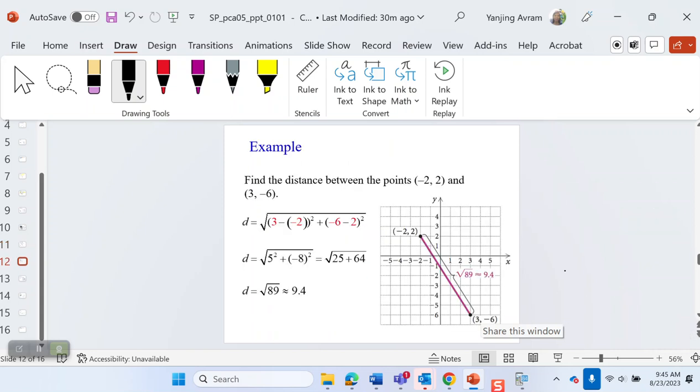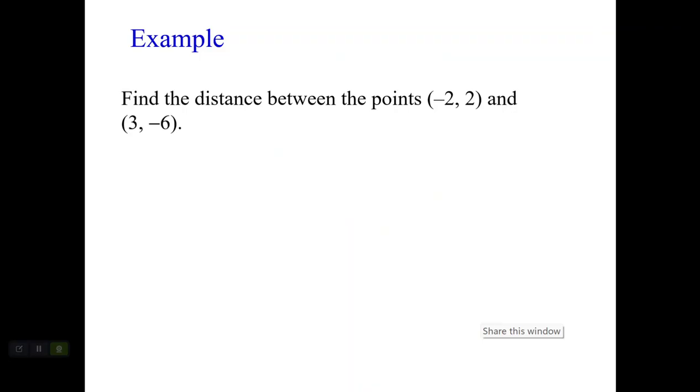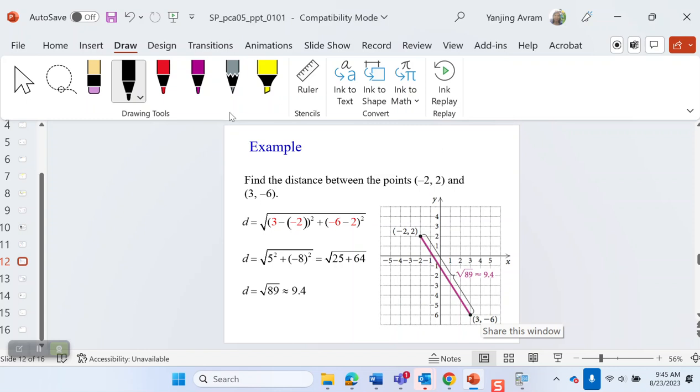Okay? All right, so if I have 2 points right here, right? This one is 2 points. I want to find the distance between (-2, 2) and (3, -6). All right, so basically you just plug it into the formula. But I like to mark this x1, y1. So I will mark this one as x1. This one is y1. And then this is x2 in here. Okay. All right, and then this is y2 in here.